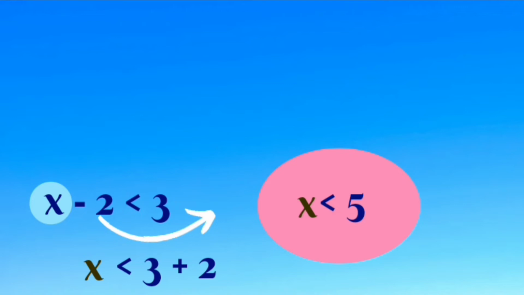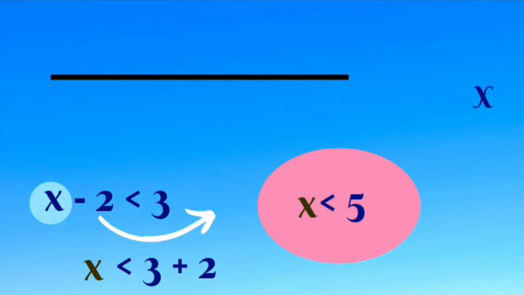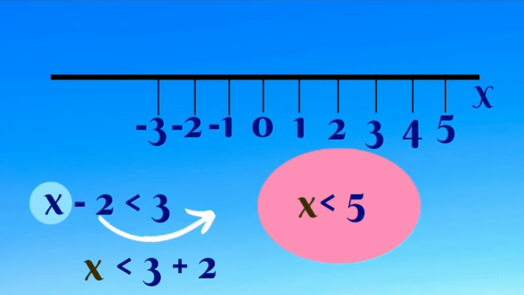Let's go ahead and sketch the graph for x less than 5. First, draw a horizontal line, which is x. Number the horizontal line as follows. So you have from minus 3 to 5.